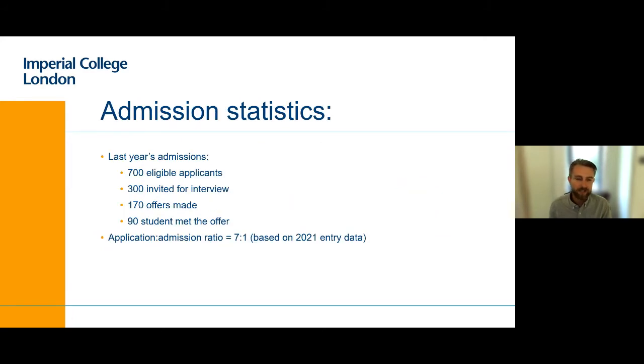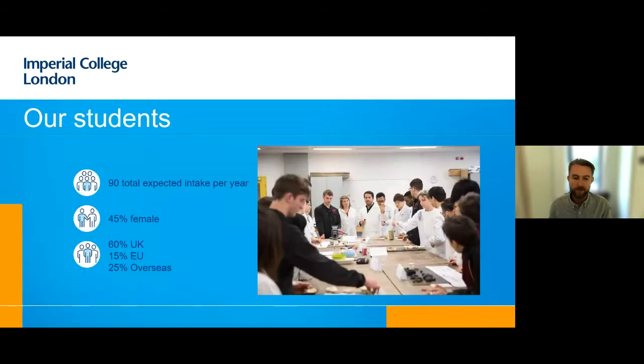Last year, we had around 700 people apply. We invited about 300 of those to interview. We make about 170 offers. And of course, because of the grades that we require, only about 90 of those students meet the offer. And that's what we expect to be the case going forward. So we have a total intake of about 90 to 100 students each year.